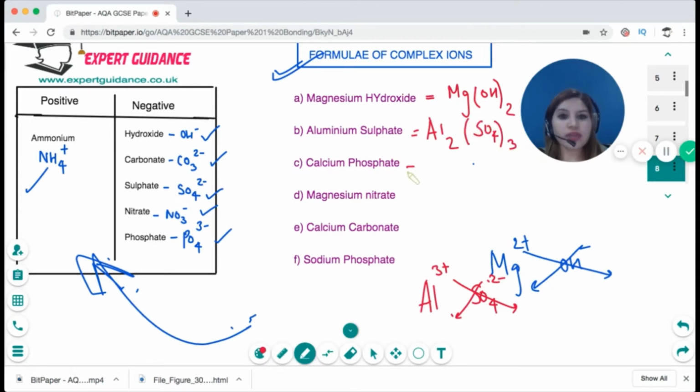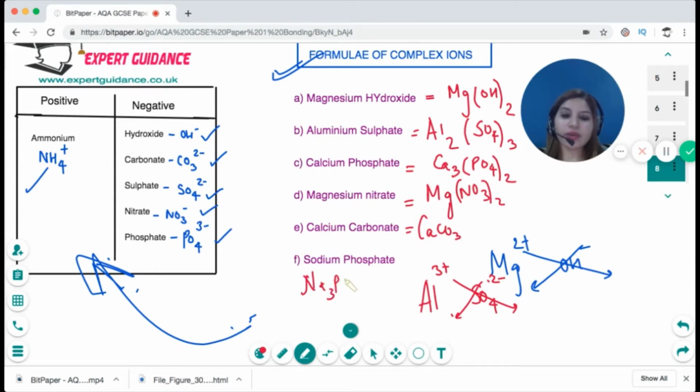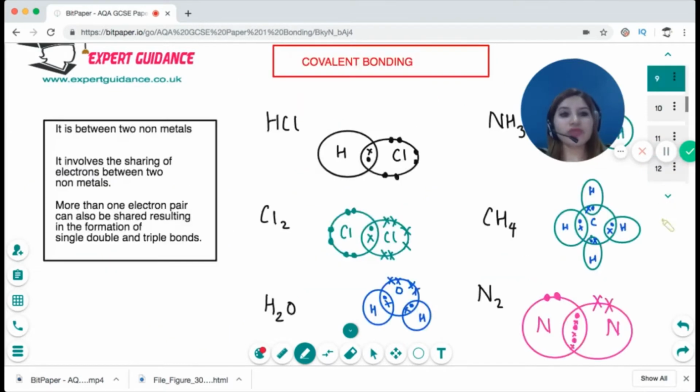Okay, so in this way you can get calcium phosphate as Ca3(PO4)2. Magnesium nitrate is Mg(NO3)2. Calcium carbonate is CaCO3 and sodium phosphate is Na3PO4. So I hope how to work out the formulas of ionic compounds with complex ions is clear to you. And that's ionic bonding. Now let's move on to covalent bonding.